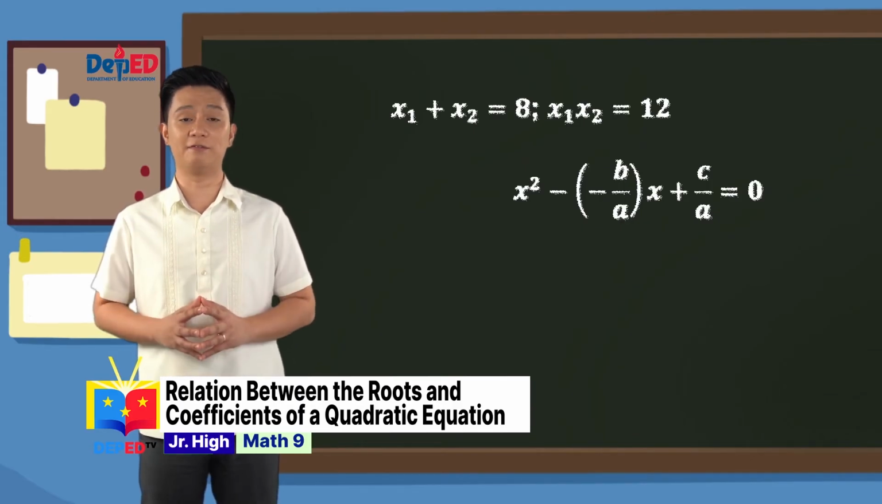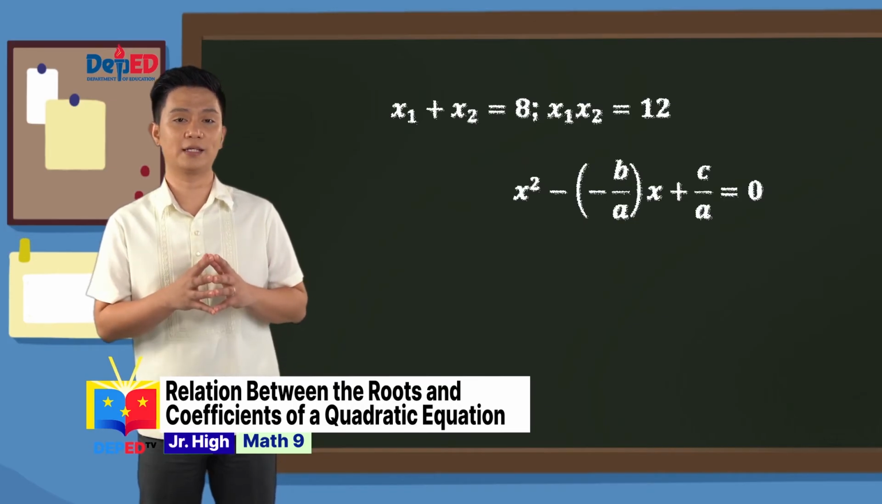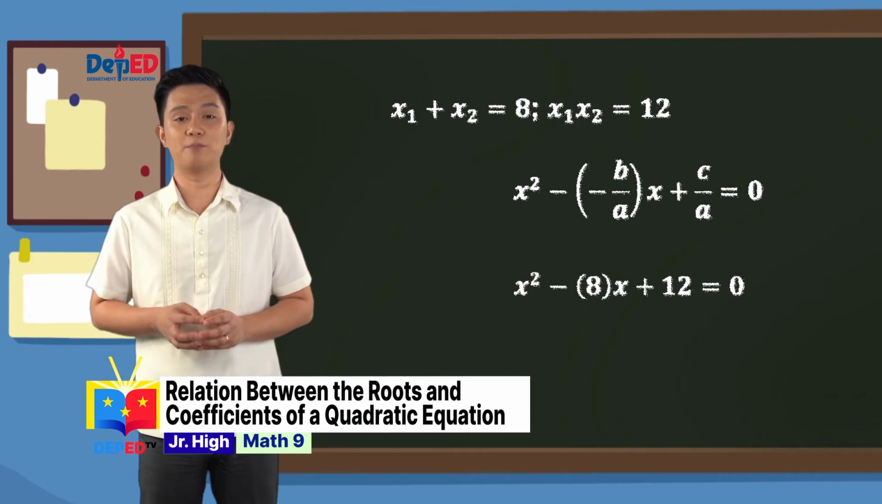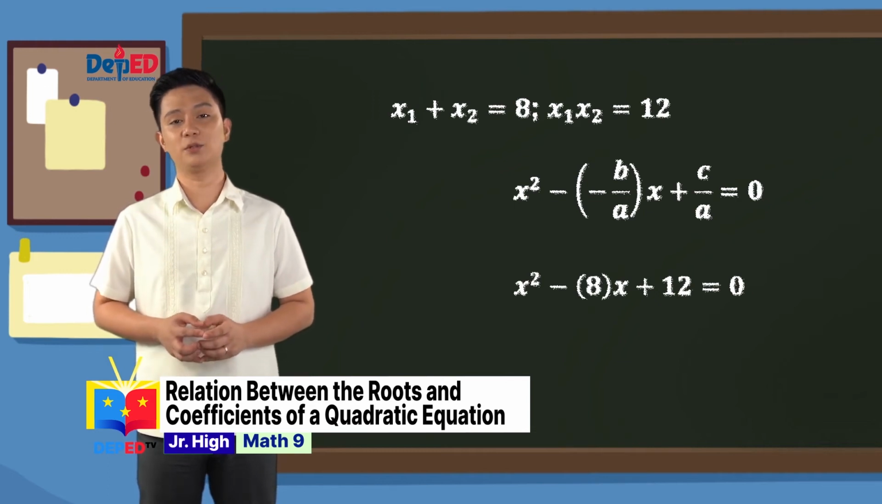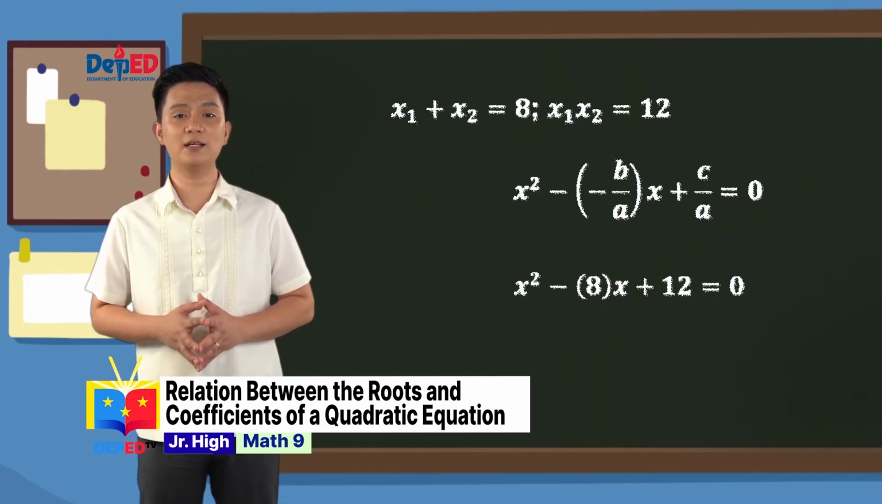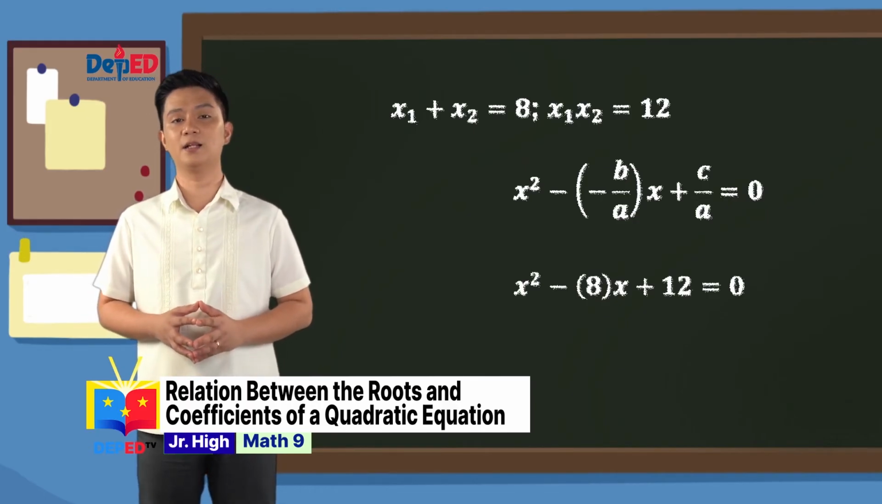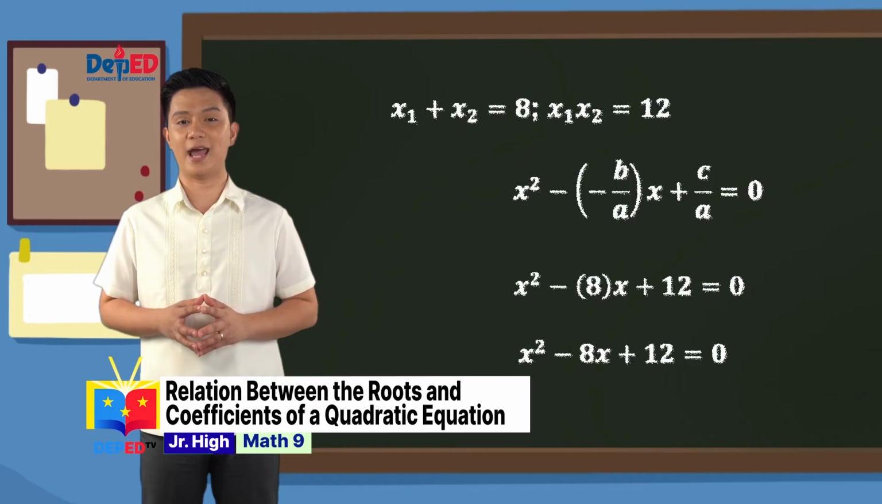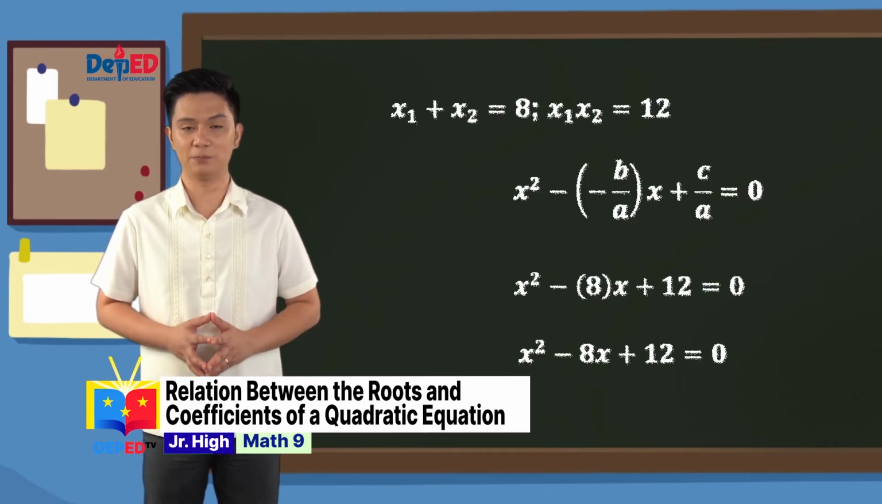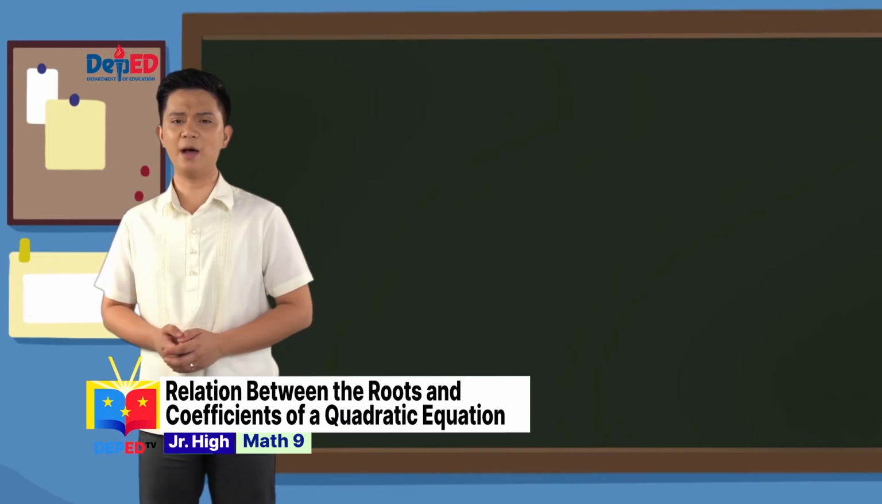We substitute the value of the sum and of the product in the equation. Hence, we have x squared minus 8 of x plus 12 equals 0. Then by obtaining the negative of 8 as indicated, the final equation is x squared minus 8x plus 12 equals 0. Second example.